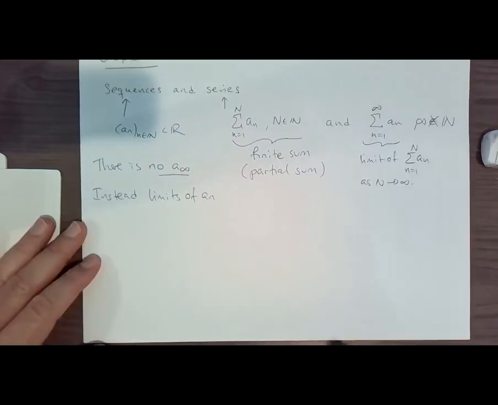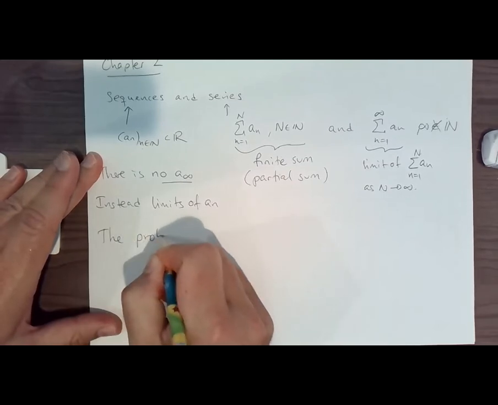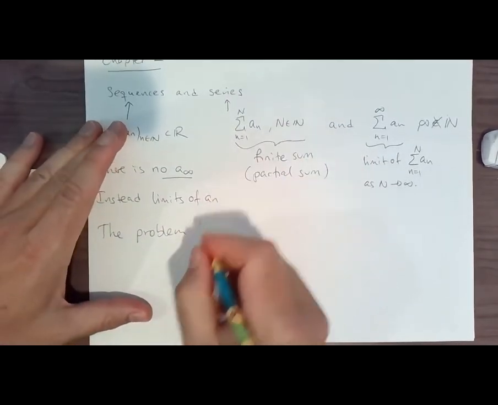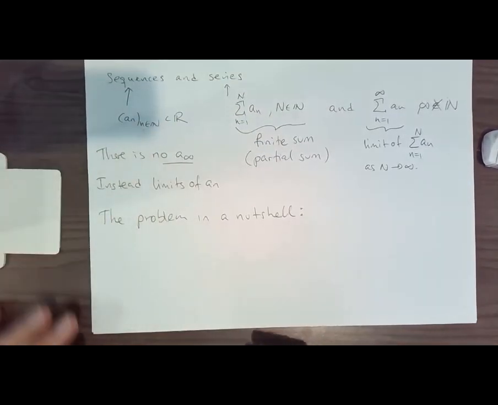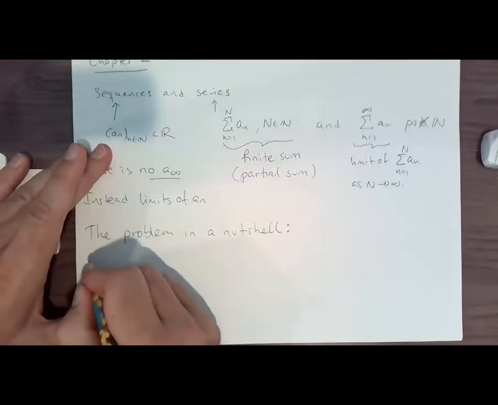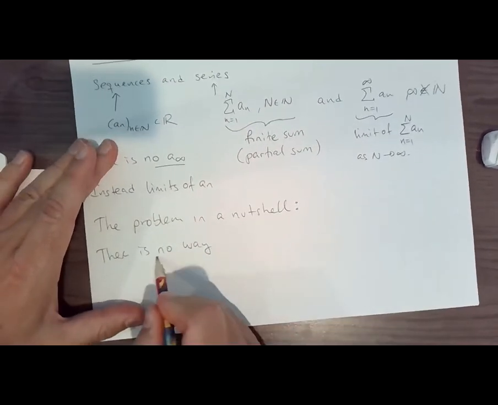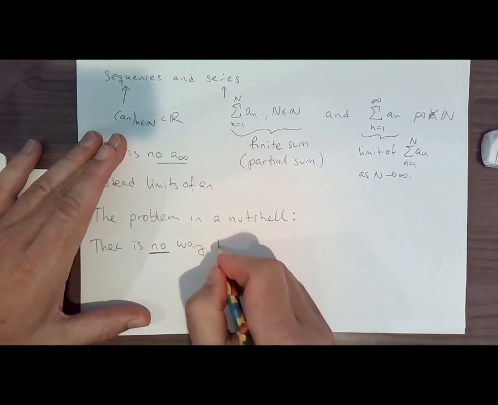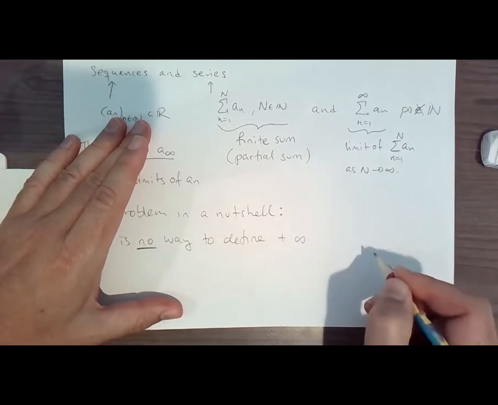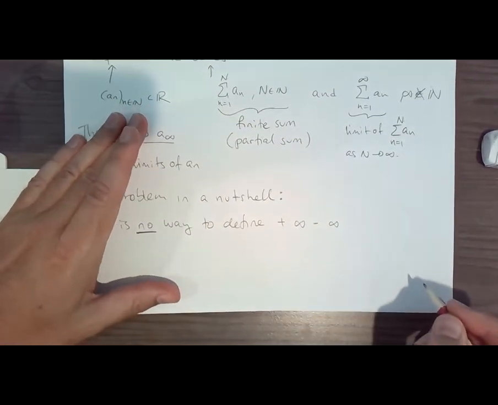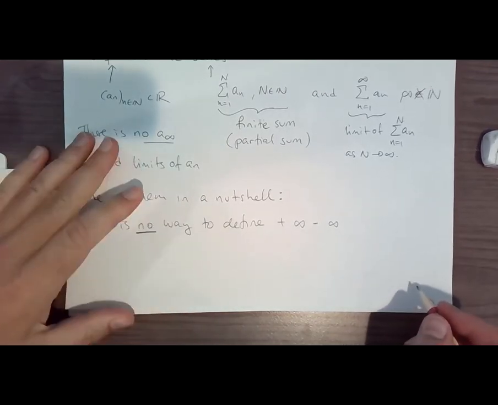Okay, so why is this a big deal? The problem in a nutshell with these is the following. There is no way to define plus infinity minus infinity. This is the problem in a nutshell.